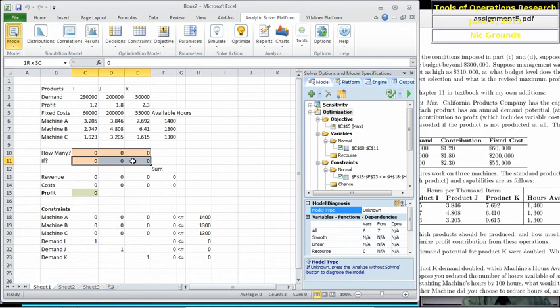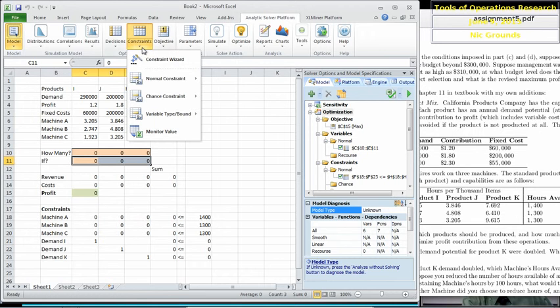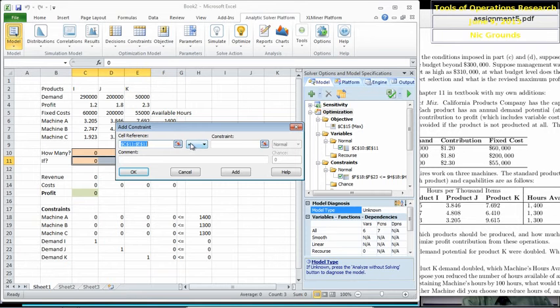And then I'm going to constrain the bottom 3 decision variables. So I'm going to say constrain to be equal, but instead of saying equal, I'm going to use this drop down to say these need to be binary. So BIN, which stands for binary. So I'm saying the only values you can choose to put in C11 through E11 are binary values, 0 and 1 only.